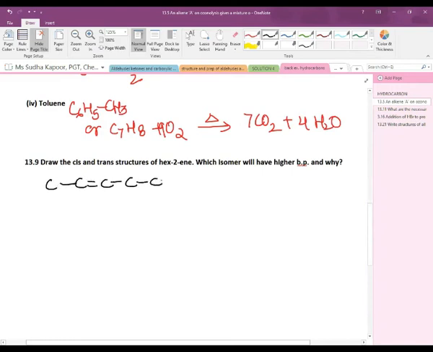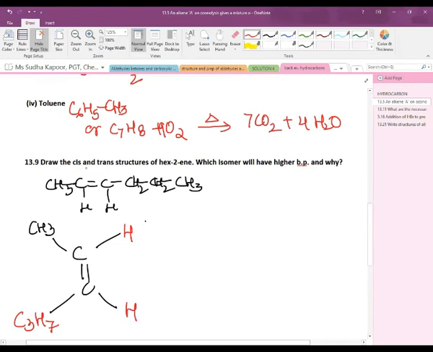Total of 6 carbons. Okay, now we have to draw the total structure. So first, completing how the various hydrogens are there. Now draw the cis and trans structure of hex-2-ene, which isomer will have higher boiling point and why. So this is the structure of hex-2-ene.